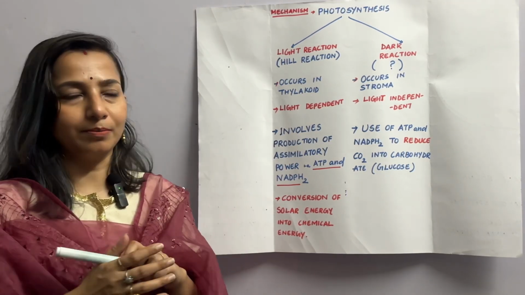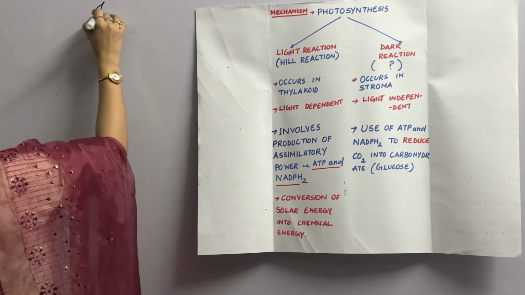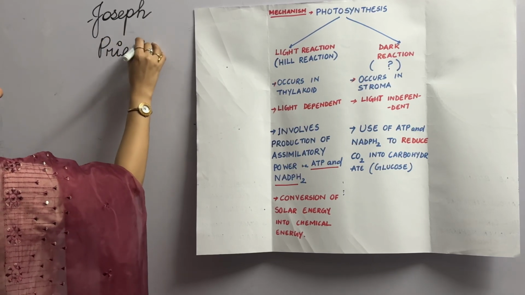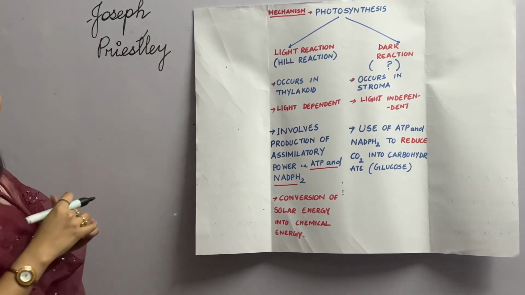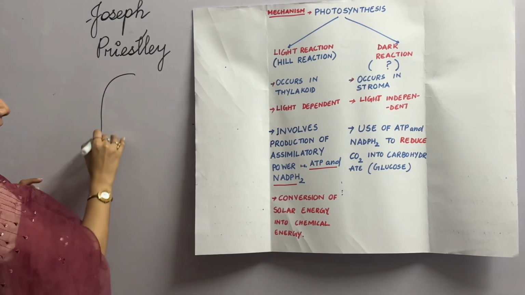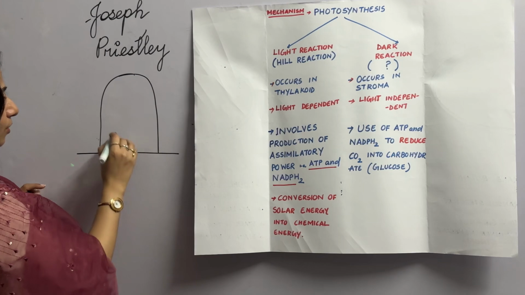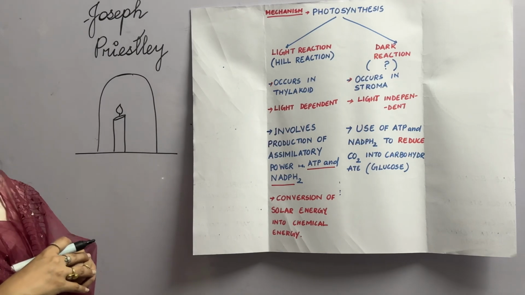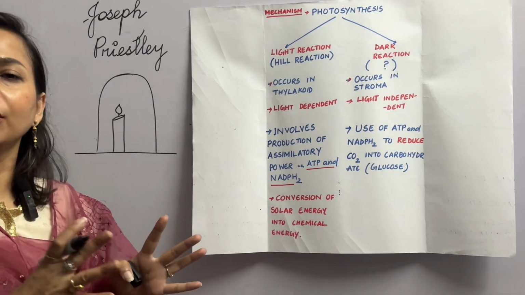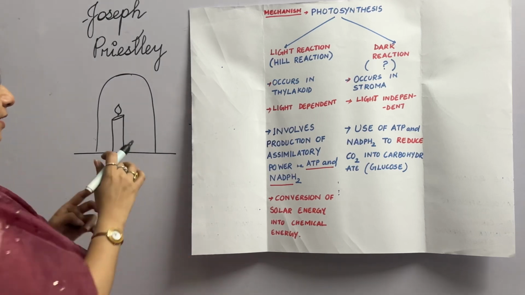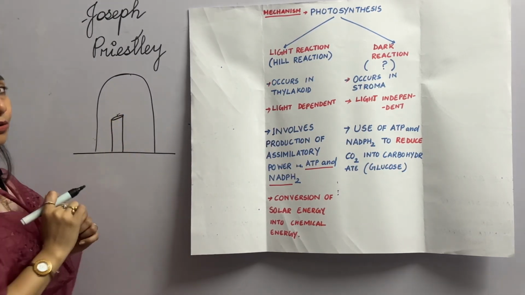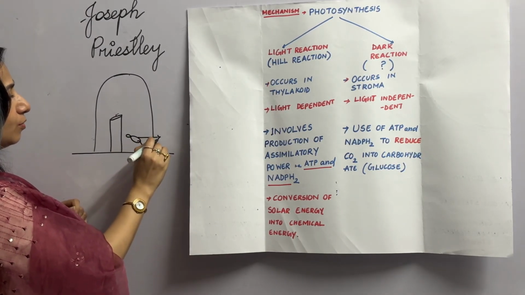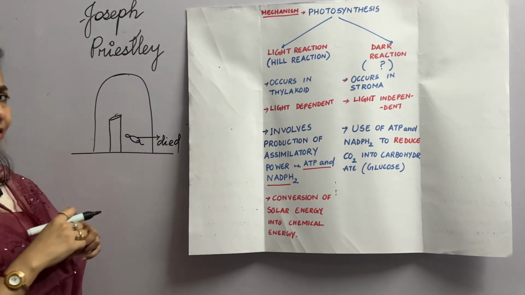I want to give you one example. There was a scientist called Joseph Priestley. So he actually did a series of experiments. What did he do? He took an inverted bell jar, closed, and he kept a burning candle inside. What did he find? The candle will continue to burn for some time, and after that, what will happen? It will get extinguished. He also kept a mouse inside. And the mouse died after some time.